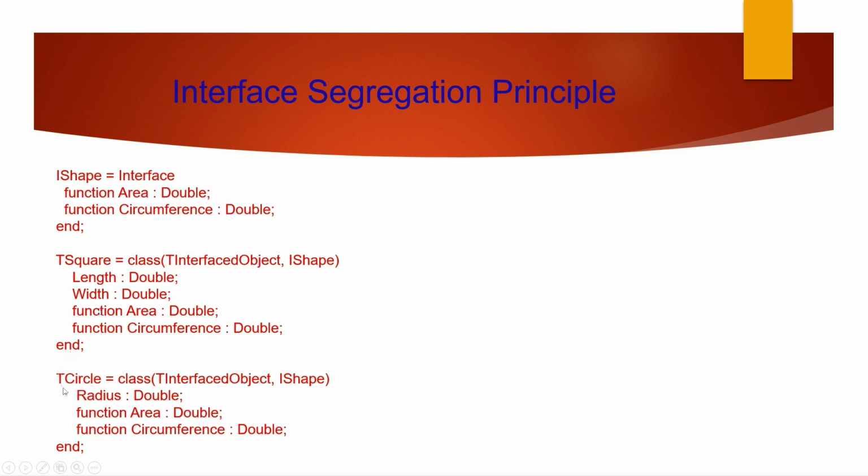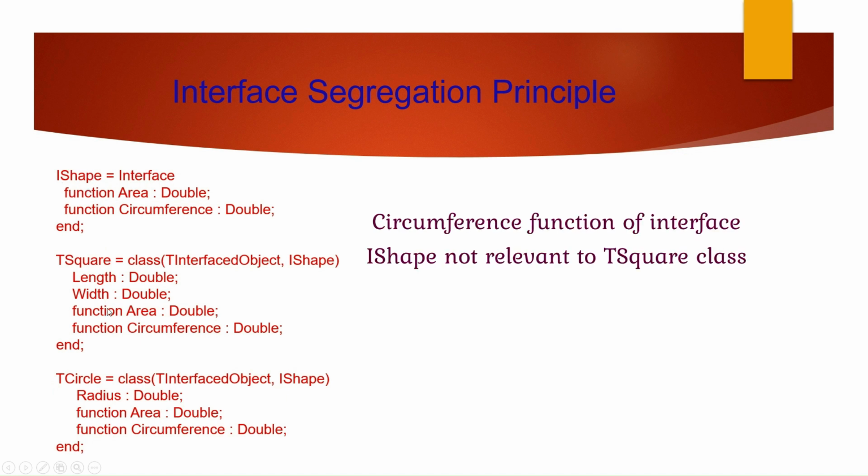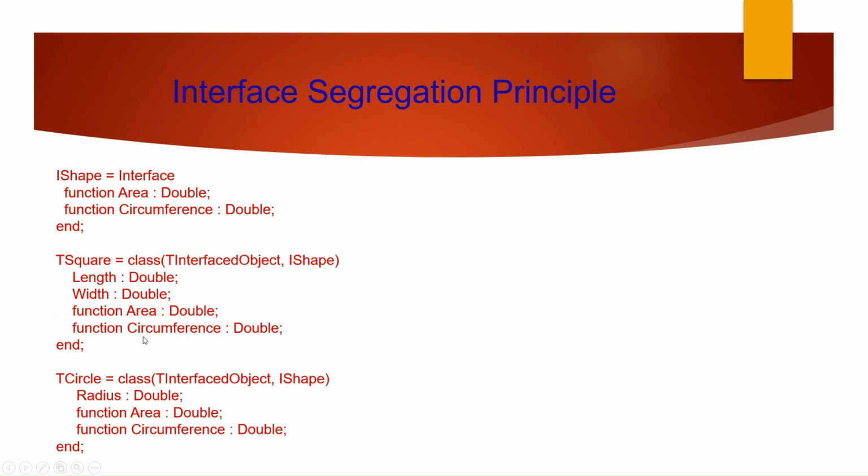Fine. But if you see the same situation in the circle, we are inheriting IShape where area and circumference are both fine for a circle. But for the square, this IShape interface is not perfect. So that is what we can say: this is not following the interface segregation principle, because we are forcing the TSquare class to implement each and every method of IShape, where the circumference method is not required in the TSquare class. That's not relevant at all.